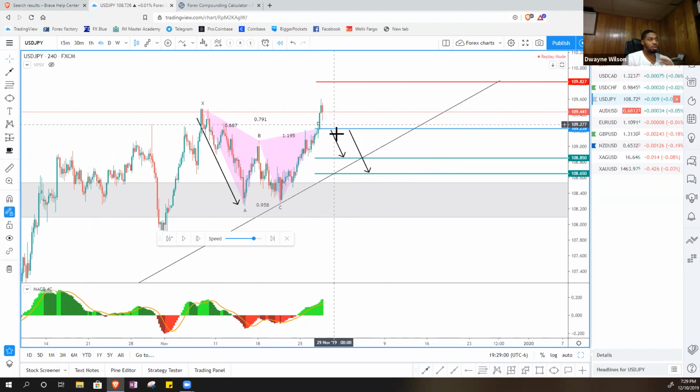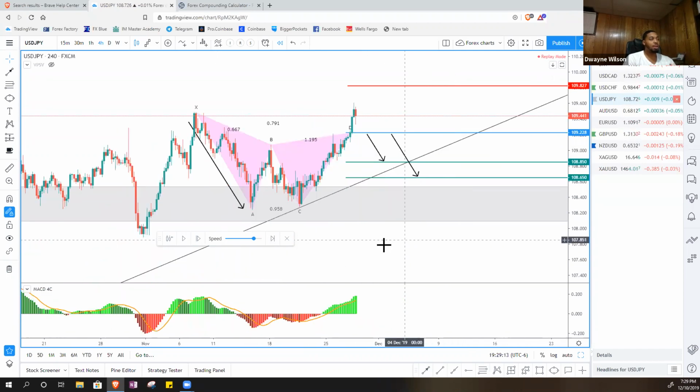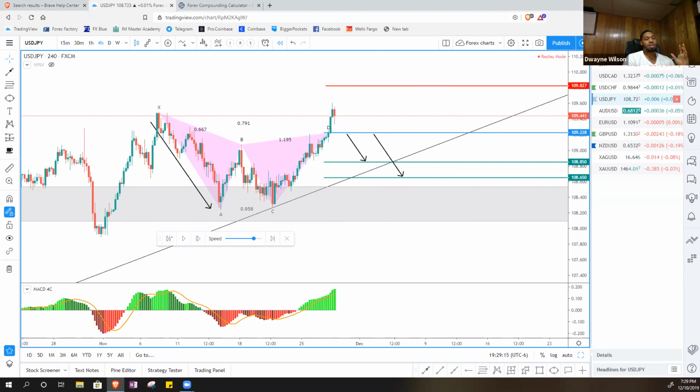Now this is my color coordinated system. Blue is my entry, green are my 2 take profit areas, and the red line here represents my stop loss. Okay, now some people, and I'm not saying, guys, this is right or wrong, just your preference, some people would have entered the market there.